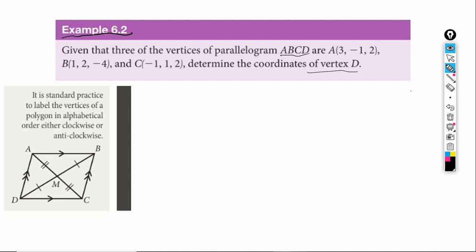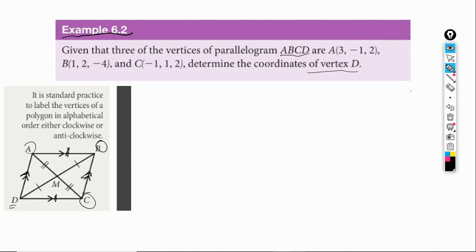Okay, so before we do this, we have to understand a couple of things about parallelograms. The first thing is that it's standard practice to label the vertices in alphabetical order, whether it's clockwise or anti-clockwise. So notice that here we have A, B, C, and this is D, which we have to find. Now, because it's a parallelogram, this side and this side are equal and parallel, and the same thing for this side and this side being equal and parallel.